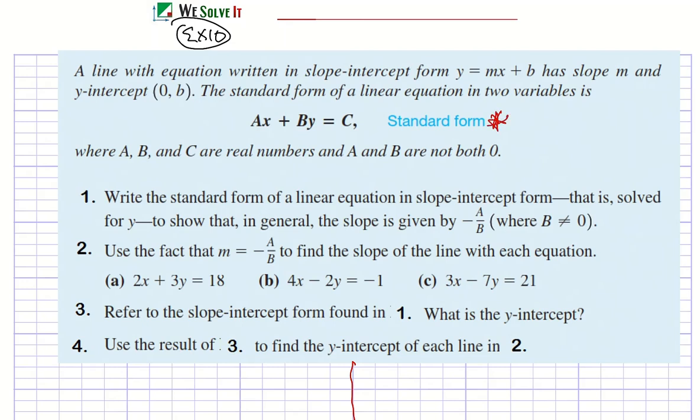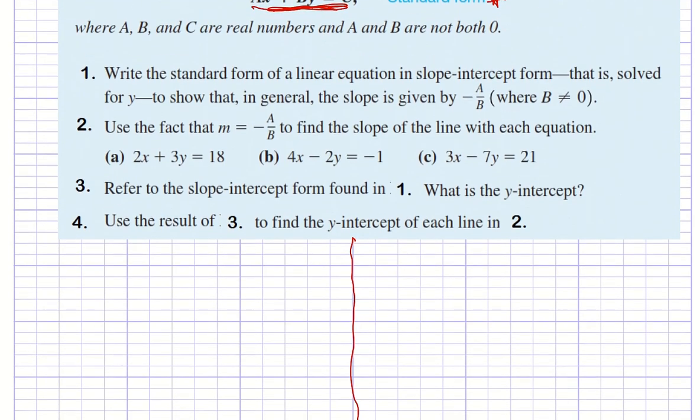Okay, so what they're asking in number 1 is to solve that and express it in the slope-intercept form. That's all they're asking in number 1. Do you see that, right? Make sure you read that, understand that, and then I can do it here.